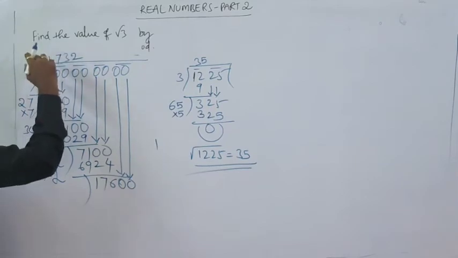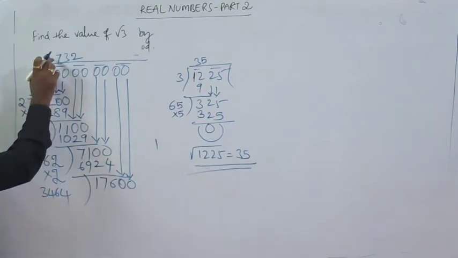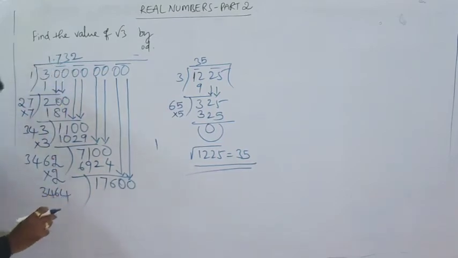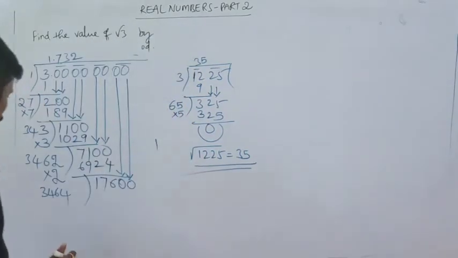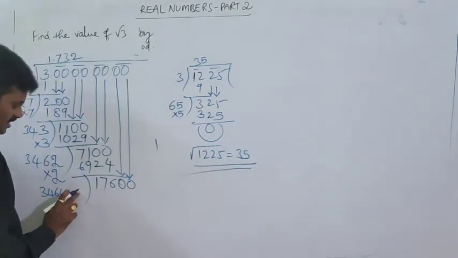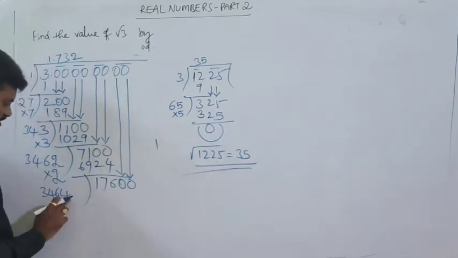Now twice of the quotient is 3464. Am I correct or not? Irrespective of the decimal point, we have to consider here 3464. Okay, is it clear, my students? Now again I have to take a digit here. See, it is 17,600, but it is 3,464.